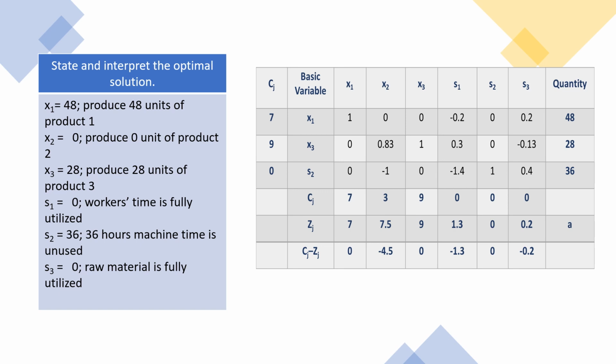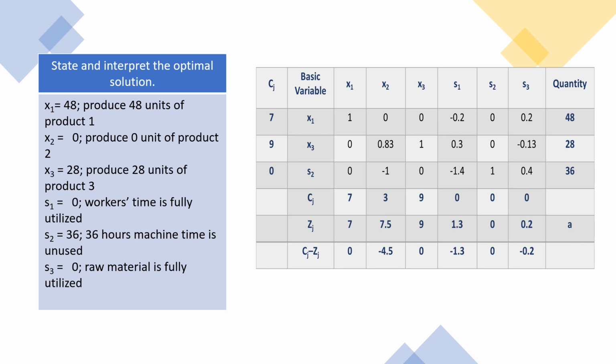State and interpret the optimal solutions. The company produces 3 products and faces 3 resource constraints. So in the optimal solution, we need to state the production value of all products and the total unused resource for each resource. X1, X2, X3 are for the products, and S1, S2, S3 are for the unused resources.